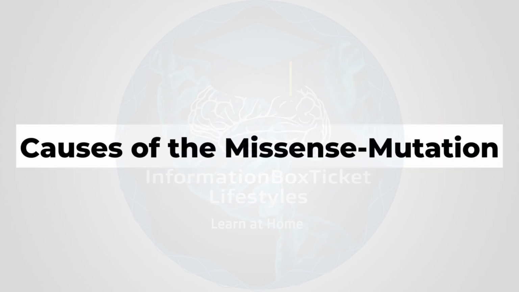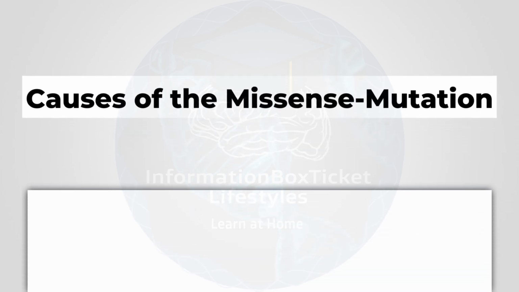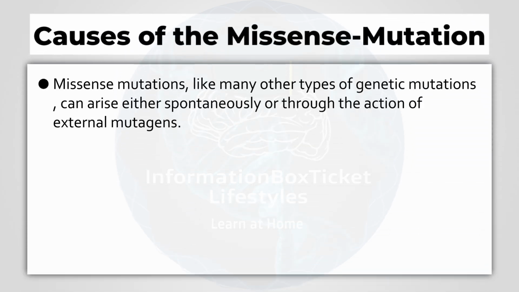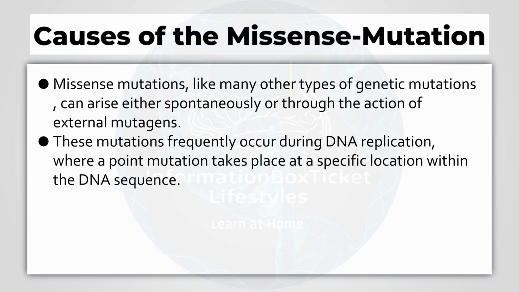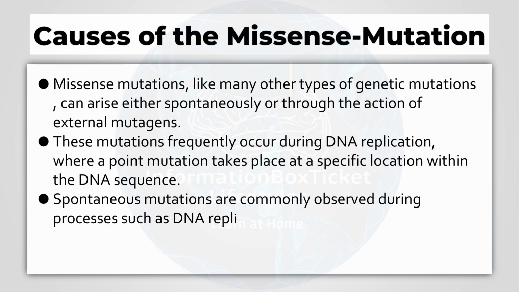Causes of the missense mutation. Missense mutations, like many other types of genetic mutations, can arise either spontaneously or through the action of external mutagens. These mutations frequently occur during DNA replication, where a point mutation takes place at a specific location within the DNA sequence. Spontaneous mutations are commonly observed during processes such as DNA replication and DNA processing.